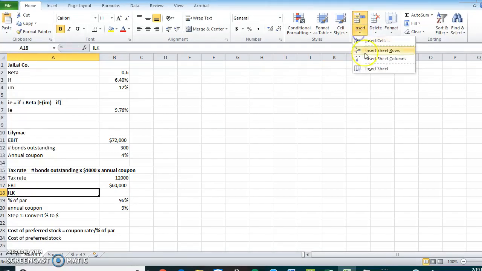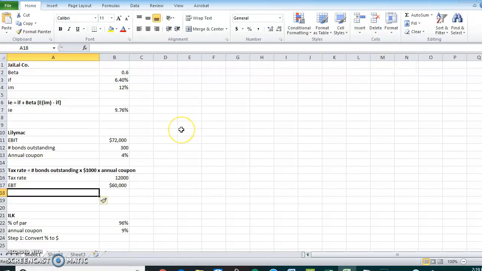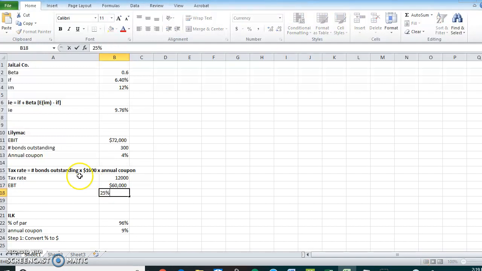Let me give us some more room here. So you were given a tax table, which I was not able to recreate, but from 60,000, the firm is entirely in the 25% tax bracket. So the tax rate is 25%. And this isn't the tax rate, I'm sorry. This is the tax rate.